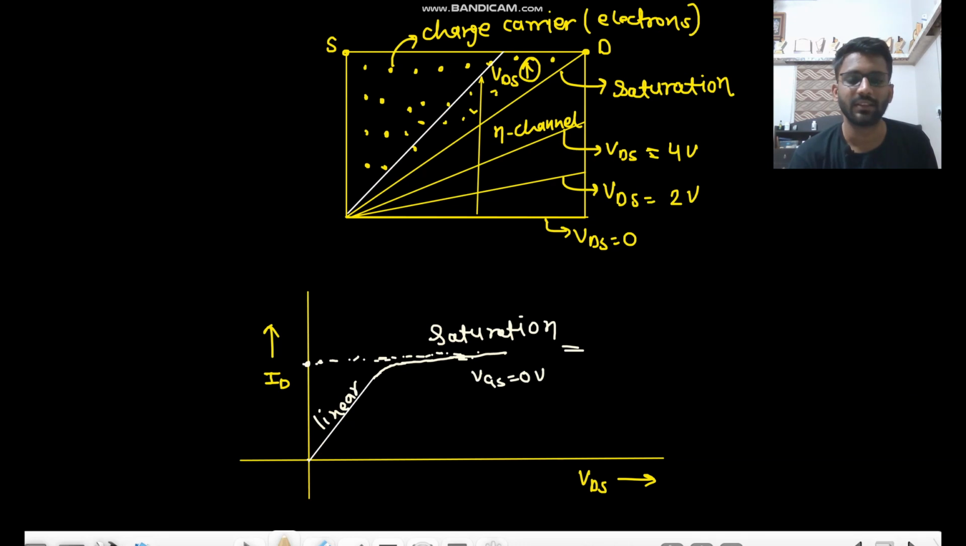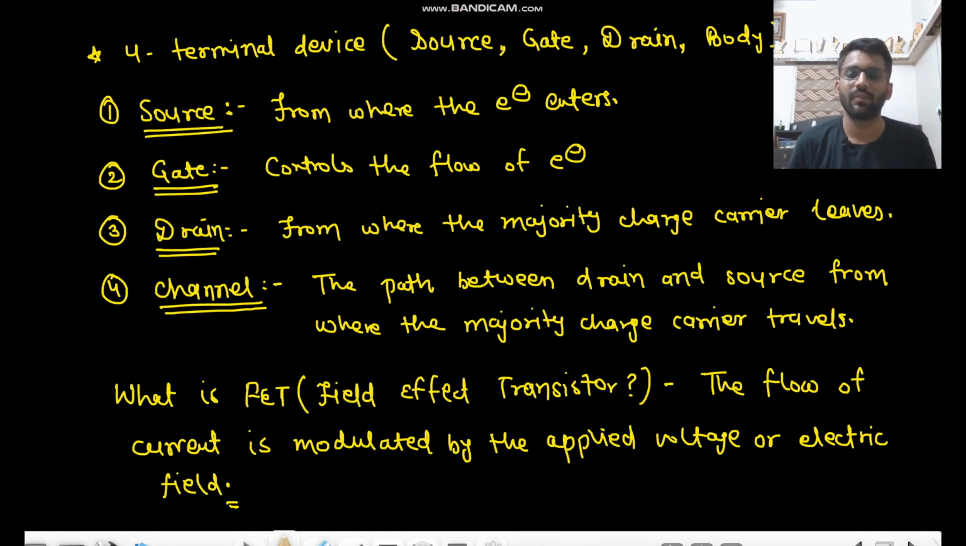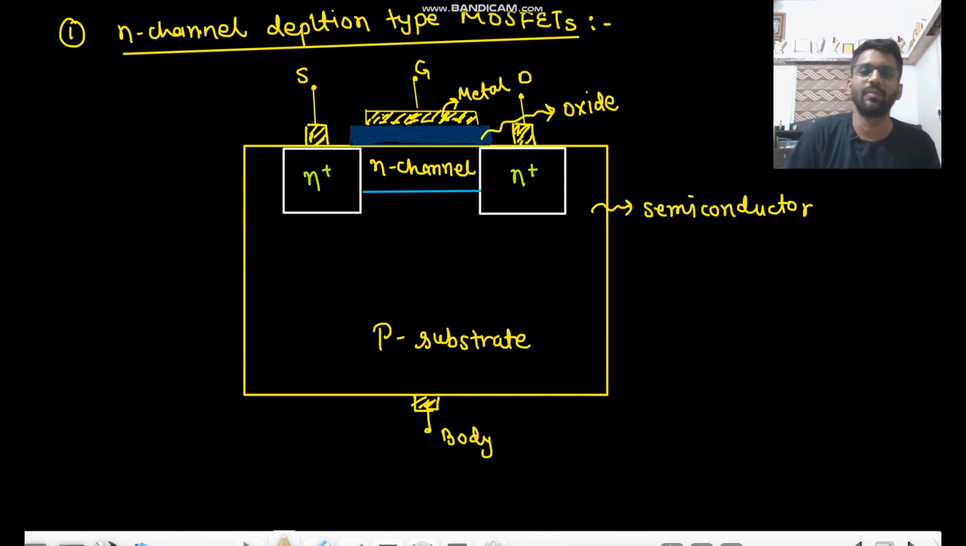So let us revise it once again. We had this n-channel depletion type MOSFET. We are studying depletion type. In depletion type MOSFET, we already have a channel present. Most of you are thinking, what is it teaching? We have studied that there is no channel, we apply some potential and then we get the channel. That is enhancement type. We are studying depletion type, not enhancement type.